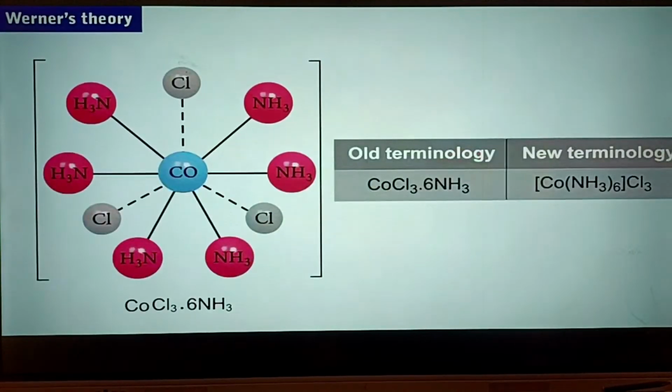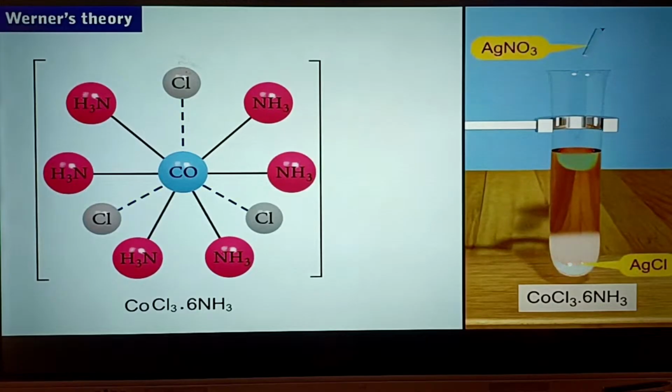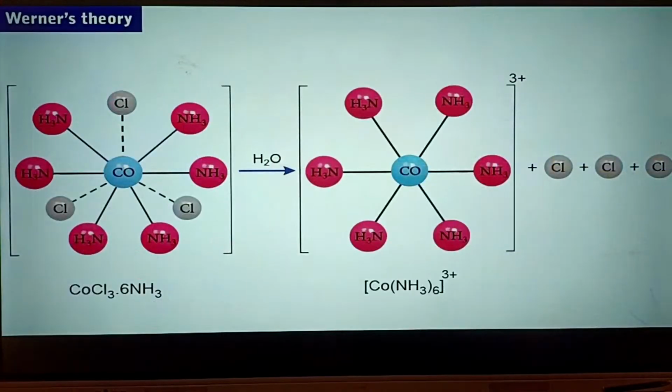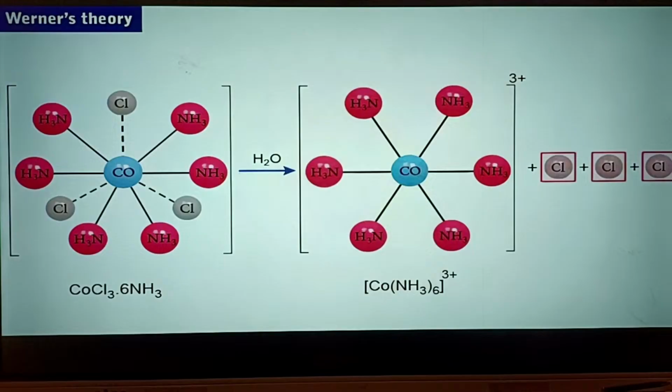In modern terms, the complex is written as [Co(NH3)6]Cl3. The 3 chloride ions are ionic and hence are precipitated as silver chloride by silver nitrate. Thus, the complex will ionize in solution and give 4 ions. That is, 1 [Co(NH3)6]3+ ion, and 3 chloride ions.